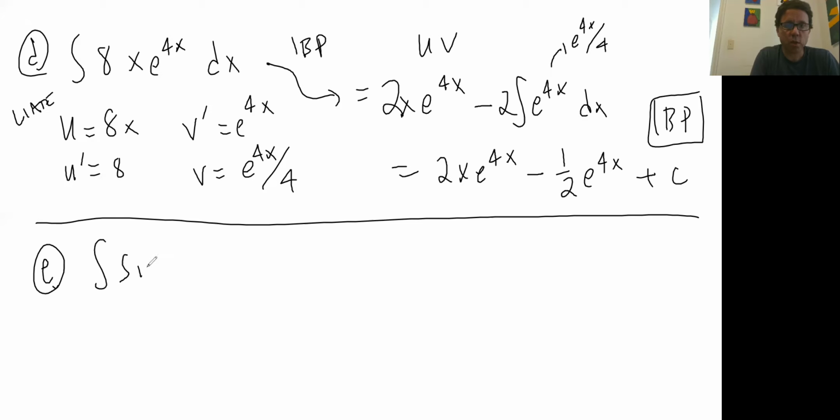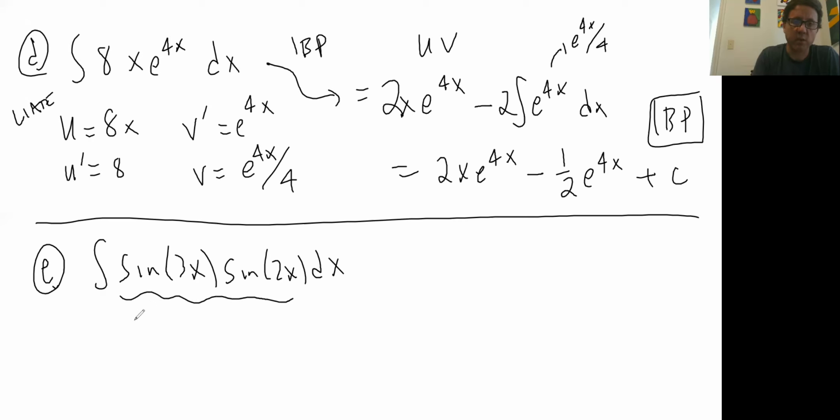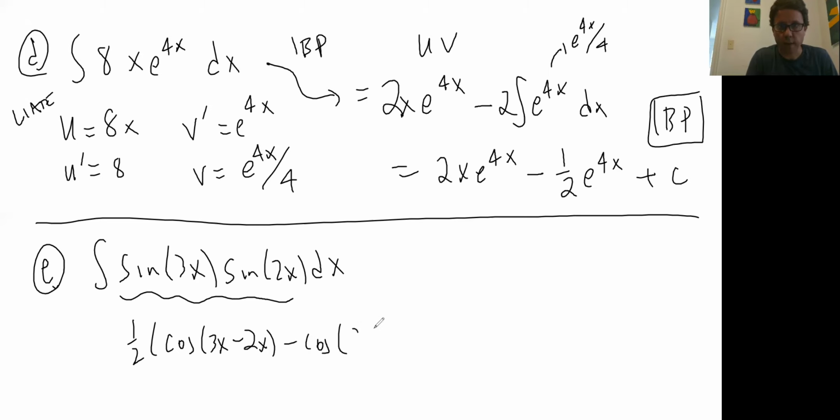This is one where there are three of these formulas, and you just have to look in the book and realize which one it is. When you have two sines together, the substitution is 1/2 the cosine where you subtract them, minus the cosine where you add them. So that's the product to sum of two things together.